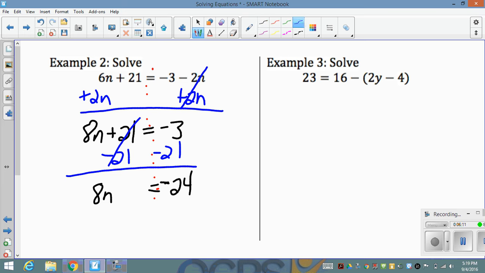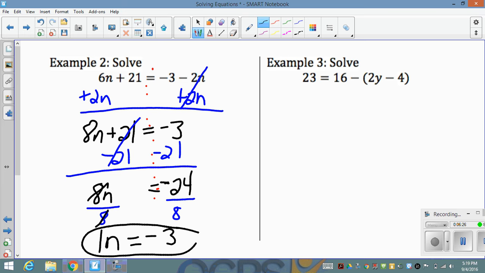And then my final step, 8n, that's 8 times n. To undo multiplication, we divide. So 8 divided by 8 is 1. So 1n equals negative 3. That's our answer. That's isolated.